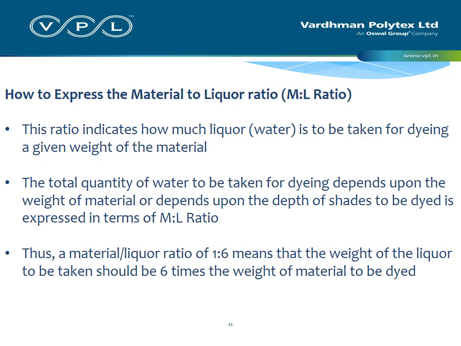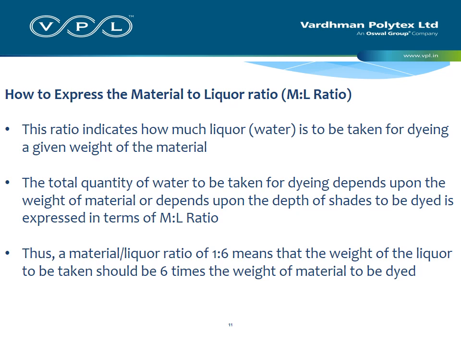How to express the material to liquor ratio, meaning M:L ratio. This ratio indicates how much liquor is to be taken for dyeing a given weight of the material. Total quantity of the water to be taken for dyeing depends upon the weight of the material and upon the depth of the shade to be dyed, and is expressed in terms of M:L ratio.